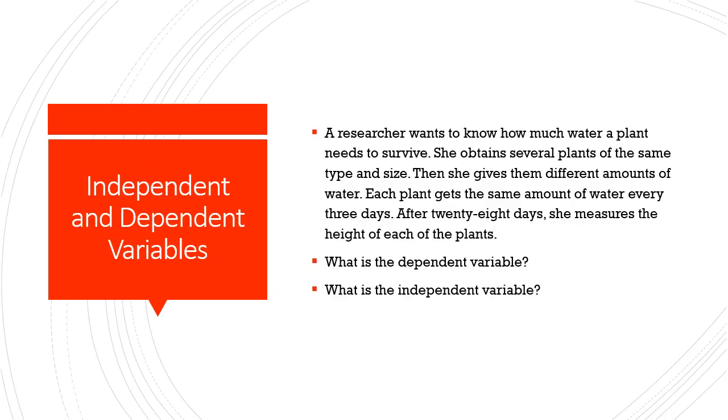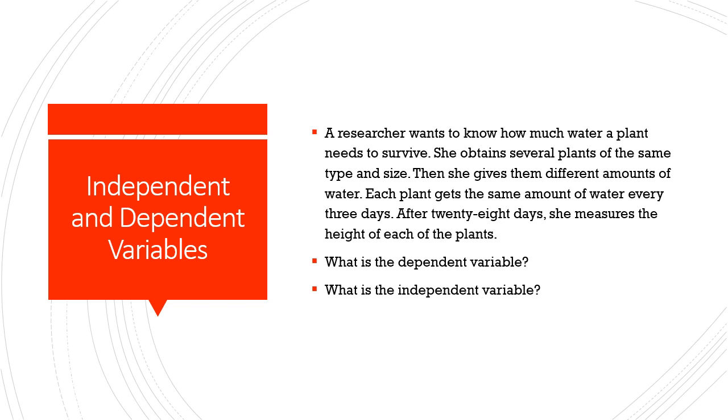Okay, here's an example. A researcher wants to know how much water a plant needs to survive. She obtains several plants of the same type and size. Then she gives them different amounts of water. Each plant gets the same amount of water every 3 days. After 28 days, she measures the height of each of the plants. What is the dependent variable and what is the independent variable?